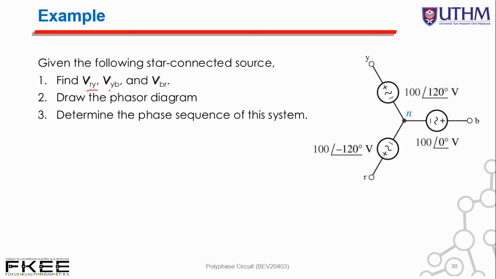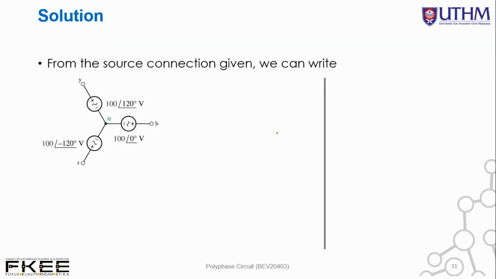Right? So you need to find the value of line voltage. The given ones are the phase voltages VYN, VBN, and VRN. So draw the phasor diagram, and determine the phase sequence of this system. Alright, so how to solve?